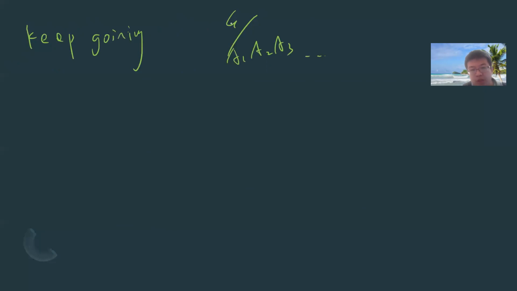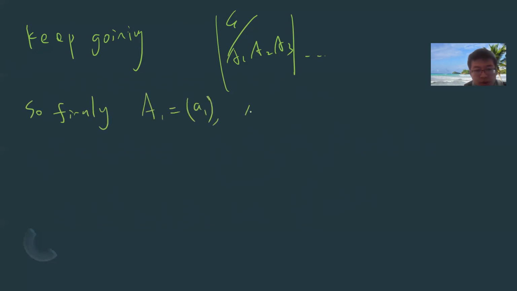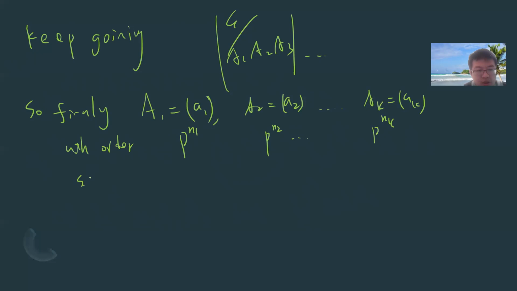And then you can keep going. So the idea is to keep going. Then you can define G quotient A1, A2, A3, and then take the largest power, keep going. And every time you do this, the group order will decrease, right? Always decrease at least by P. Okay, so finally, after you do this, you can find A1 generated by small a1, A2 generated by small a2, up to AK generated by small ak, with orders P to N1, P to N2, up to P to Nk, such that N1 is greater or equal to N2, greater or equal to N3, up to Nk, and satisfy the summation of Ni, i from 1 to K, will be N.